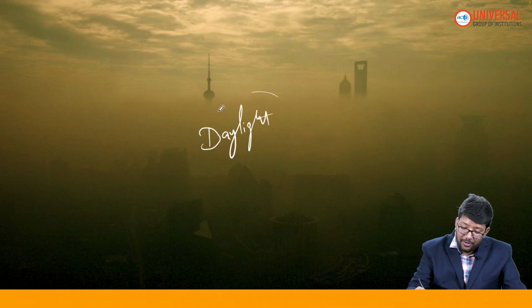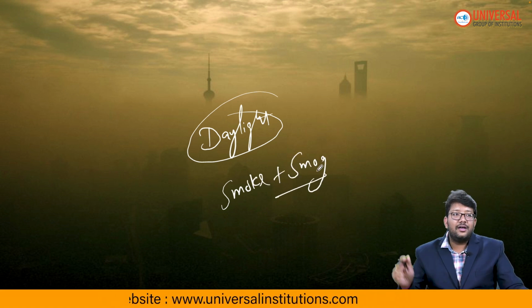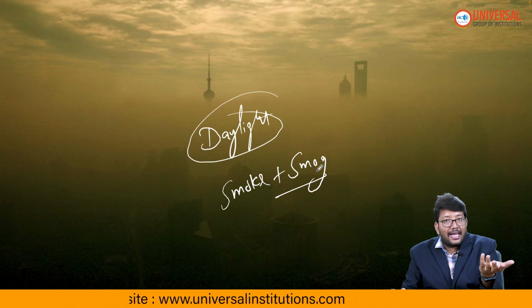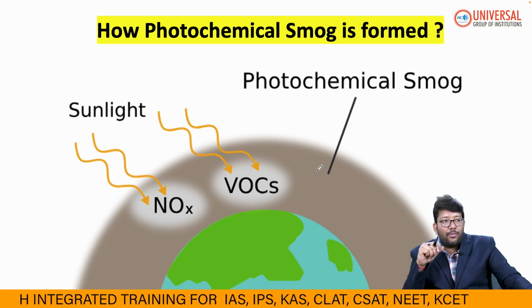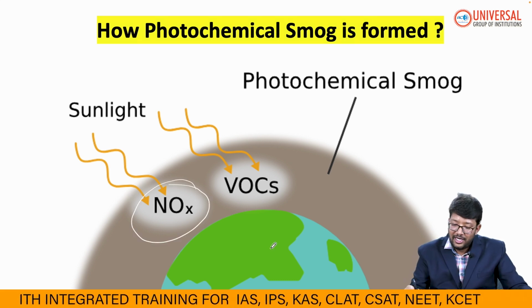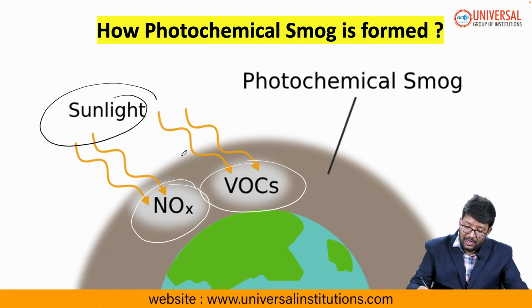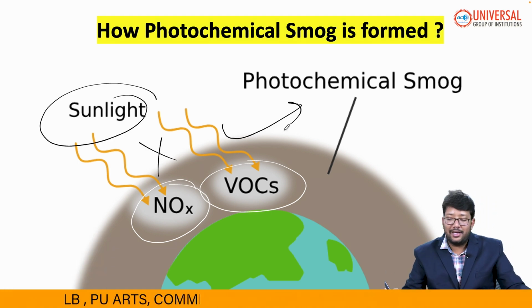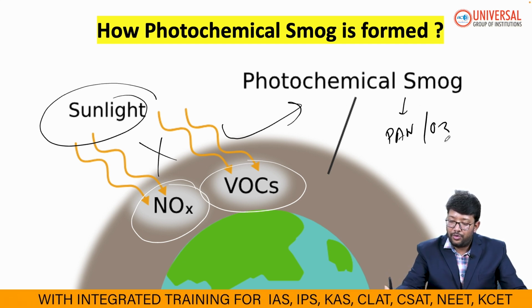Let's talk about photochemical smog. As you can see in the diagram itself, this is our photochemical smog. This is the daylight, but because of smoke and smog, the day is behaving like the night. So how is photochemical smog formed? Photochemical smog is formed due to NOx, meaning nitrogen oxides, plus volatile organic compounds in the presence of sunlight. All these things combine and become photochemical smog. In photochemical smog, PAN and ozone, O3, are also formed.